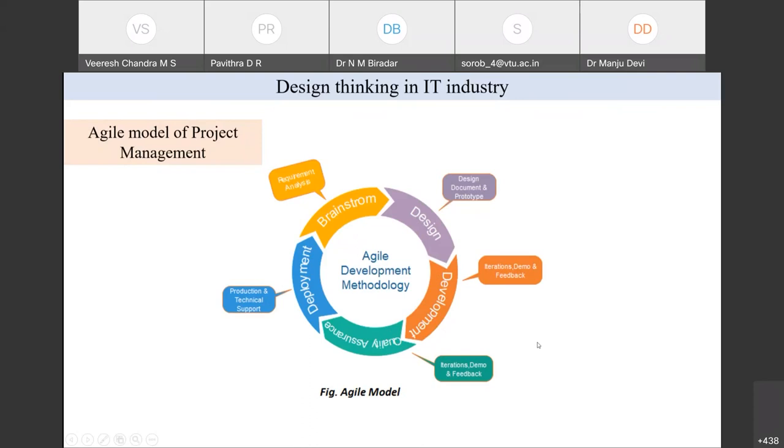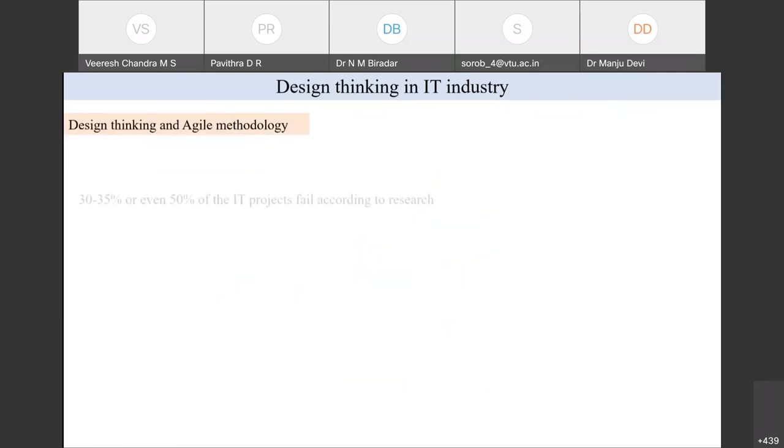Final thing, when everything is okay and the customer is ready to take the product or the software, we are going to roll out the software. So design thinking and agile method, I already have given you a hint, and I have already told you how exactly these two are combined.